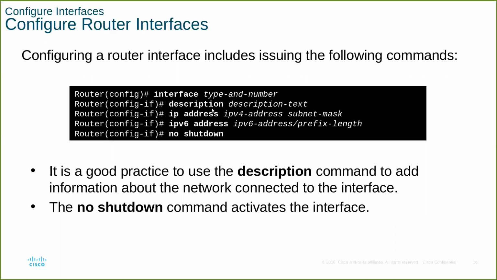You can also put a description. That description is meant for documentation, so that if anybody logs in there, they will know that this link is going to somewhere else. And then the command to give the IP address is ip address. You give the IP address and the subnet mask. The command to give an IP address for IPv6 is ipv6 address and the IP address. And then the final command is no shutdown.